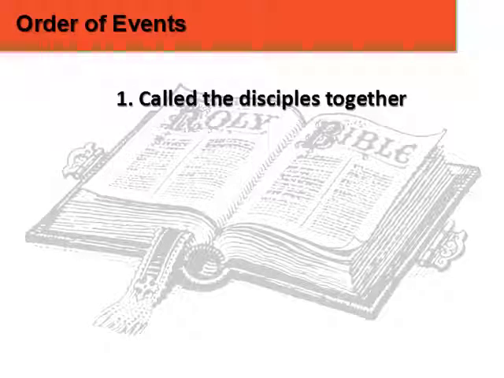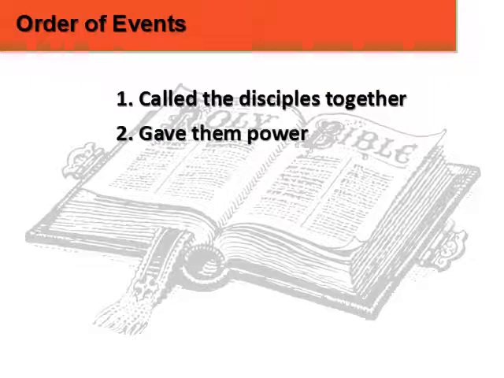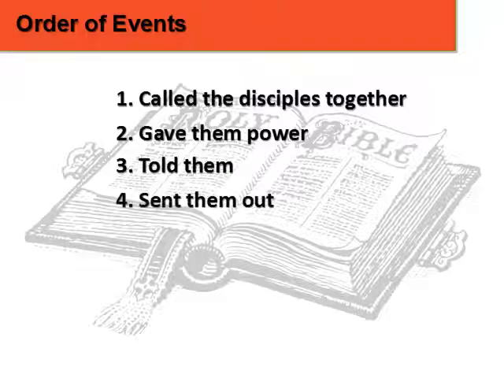Number 1, called the disciples together. Number 2, gave them power. Number 3, told them. Number 4, sent them out. In the text, 3 and 4 are in the opposite order, which will not make sense in some languages.